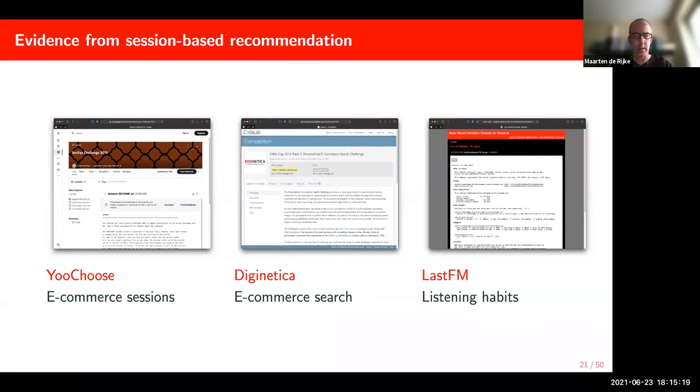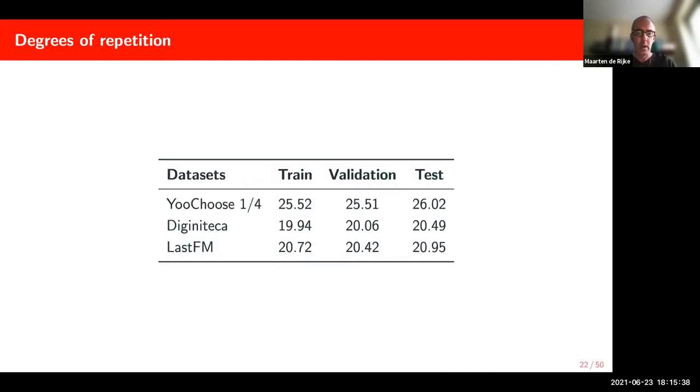Diginetica was, I think, CIKM 2016. E-commerce search sessions over a couple of months. And this particular Last.fm data set has listening habits of, I think, around 1,000 listeners, and they all come with training, validation, and test splits.